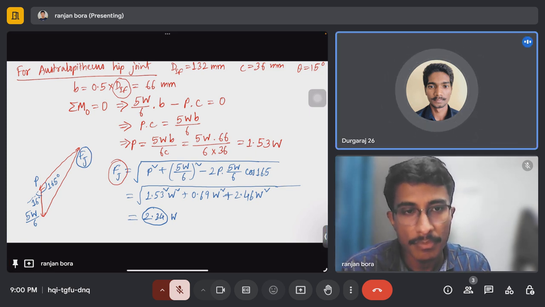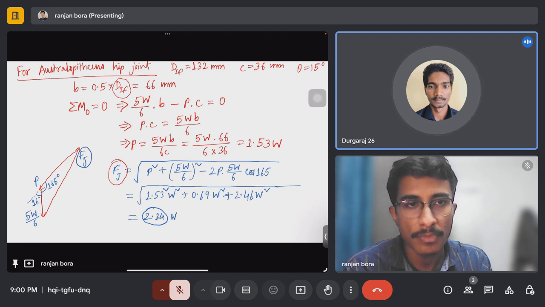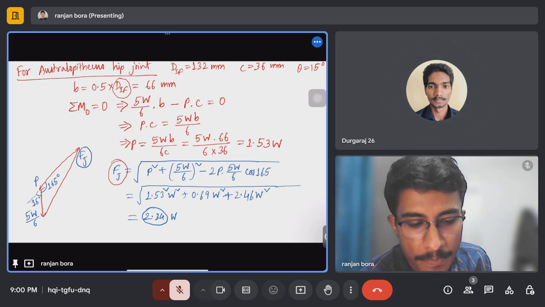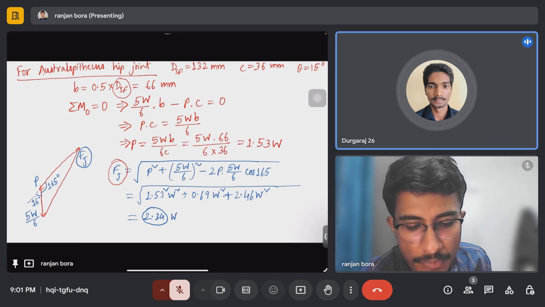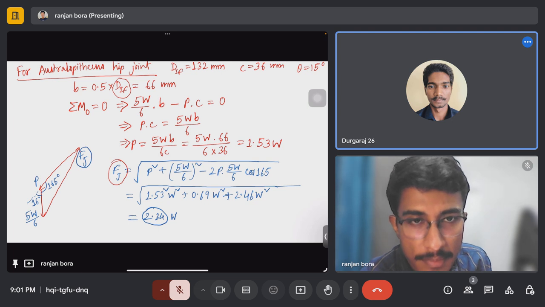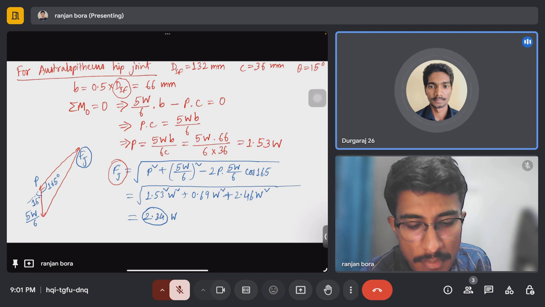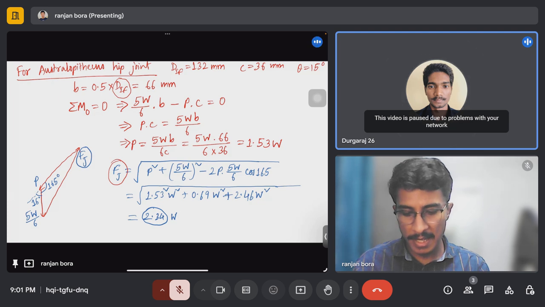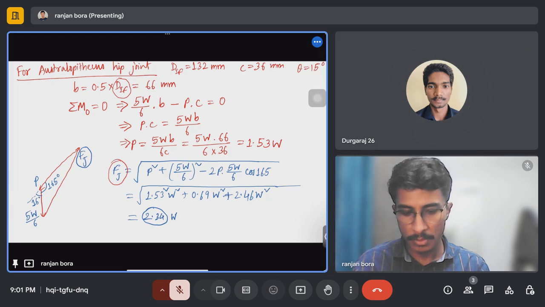Yeah, so DIF was one of the variables mentioned in the question. D is equal to half of DIF. So how did it get 66 when DIF was 132? It was 36 mm, and it was given in the question. Is it correct? So 132, yes, it is 66.